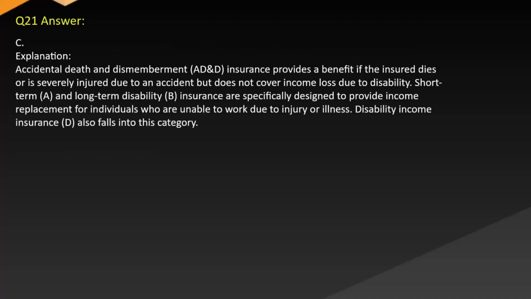Answer C. Explanation. Accidental death and dismemberment (AD&D) insurance provides a benefit if the insured dies or is severely injured due to an accident but does not cover income loss due to disability. Short-term, A, and long-term disability, B, insurance are specifically designed to provide income replacement for individuals who are unable to work due to injury or illness. Disability income insurance, D, also falls into this category.